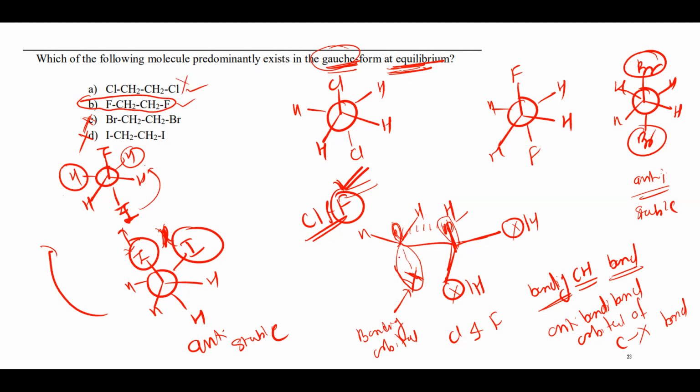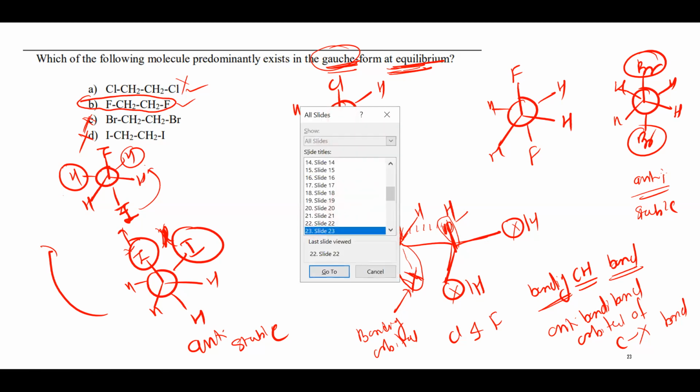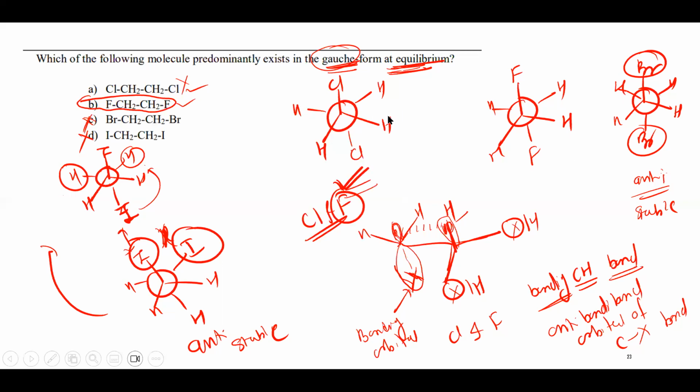So that's why if you see the gauche form of 1,2-difluoroethane, the gauche form is the most stable form. So that's why B is the correct option. Hope you got the answer for this one, right? So option B is the correct option here.